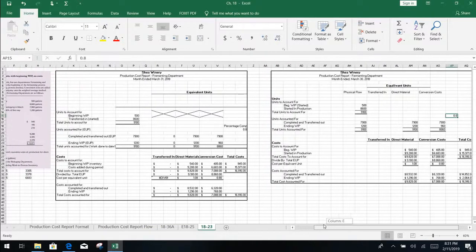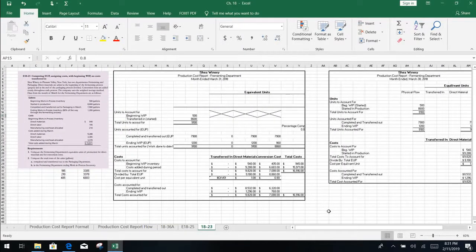So that's how you complete a production cost report for Chapter 18.